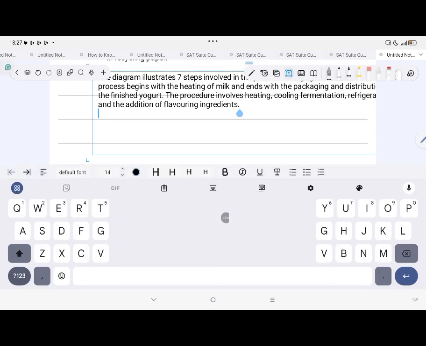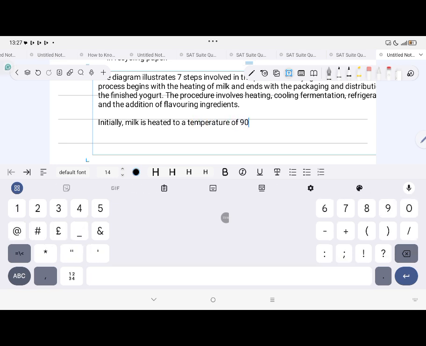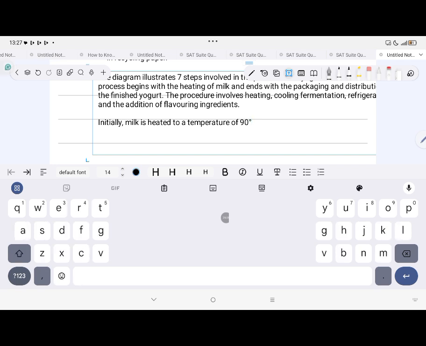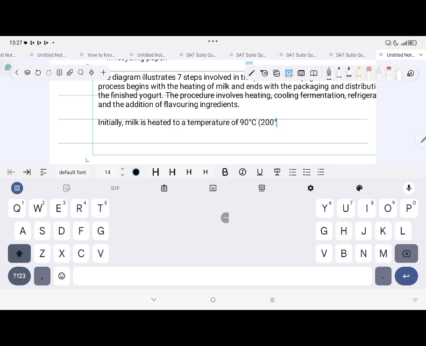So let's write our paragraph 2, which will be the first half of the process. We said the first 4. So initially, milk is heated to a temperature of 90 degrees centigrade. I believe it's 90 degrees. You could put in bracket 200 since it was mentioned in the diagram, so let's just mention it.